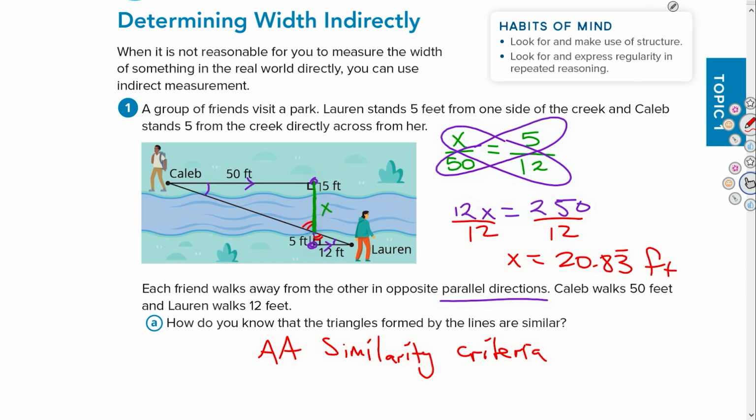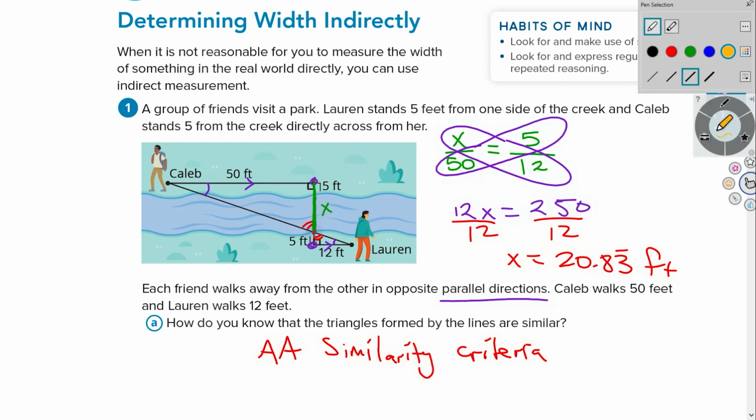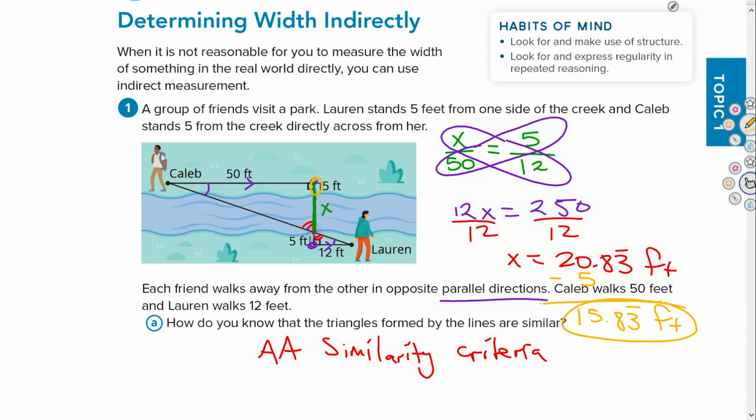Okay, now that is the total length from the shore on Lauren's side to where Caleb started. It is not the width of the creek, because we haven't taken into account this 5 feet right here. So if I subtract the 5 feet, then I get 15.83 repeating feet, and that is the width of the creek. It's kind of a weird problem, but we can figure out some more complicated situations of figuring out width indirectly. Okay, let's do a few more of those.